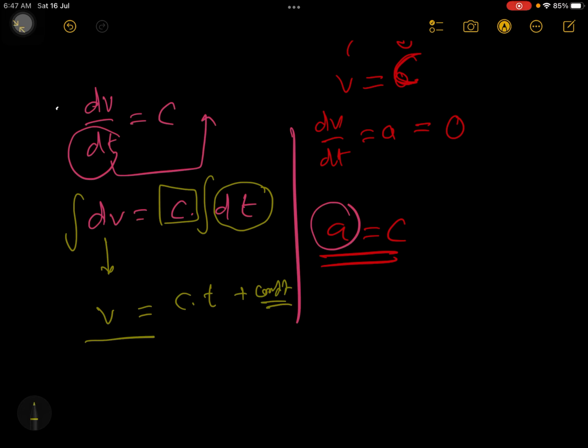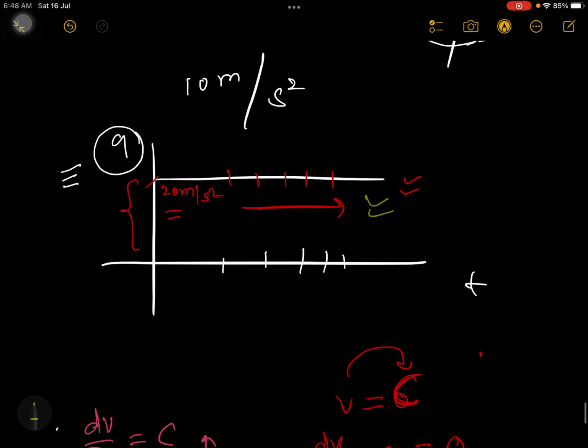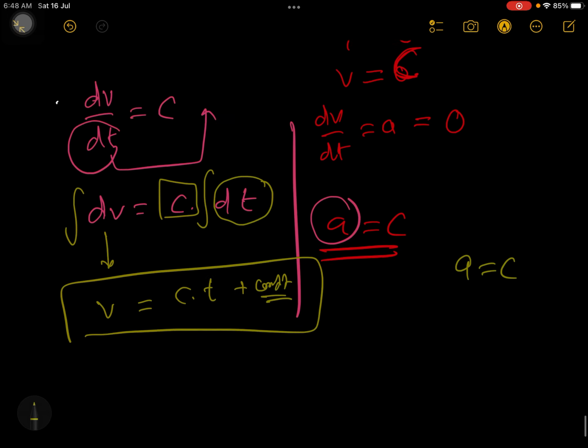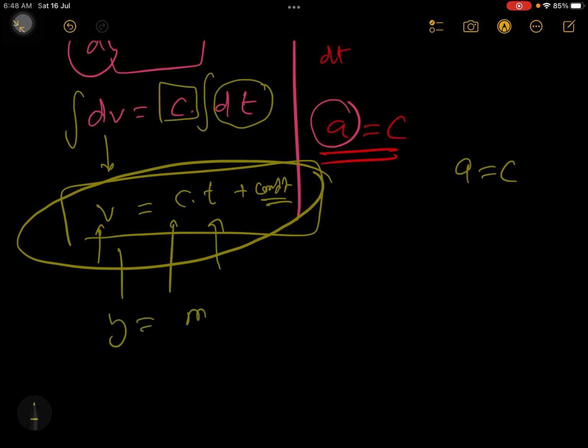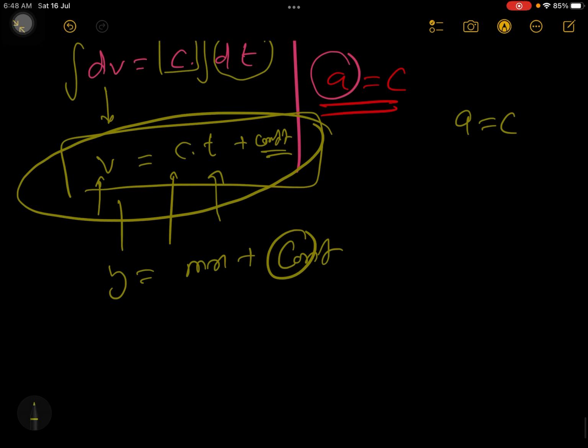Anyway, we are coming to know that if your acceleration is constant, then your graph will look like this. But from this graph, if you want to draw your VT graph, then this type of situation will appear, and you can clearly see this situation is very similar to y is equal to mx plus c, where c is the constant. So now you can clearly see, if I draw a graph between y and x, in the same way I have to draw a graph between velocity and time.